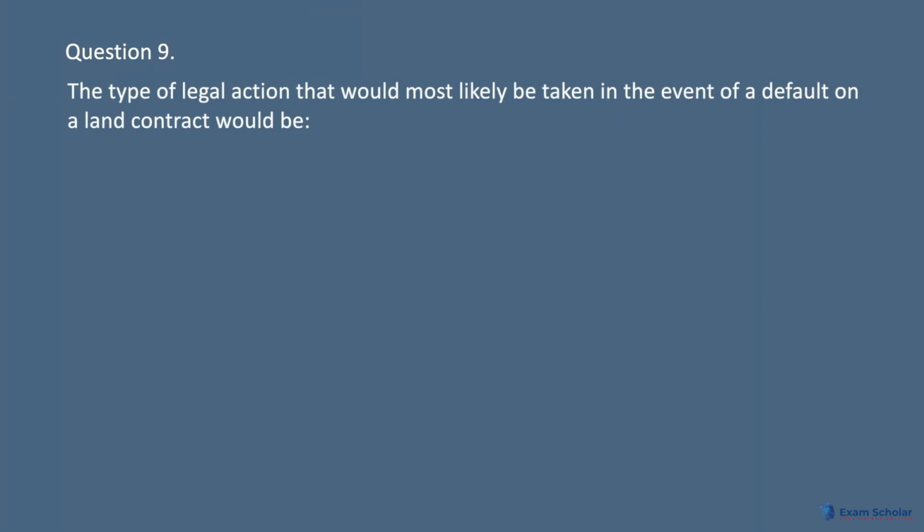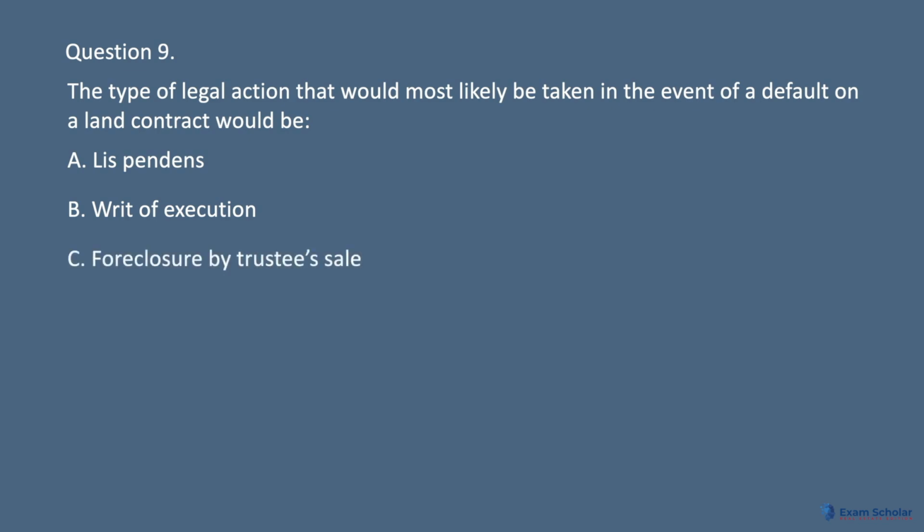Question 9. The type of legal action that would most likely be taken in the event of a default on a land contract would be A. Lis pendens. B. Writ of execution. C. Foreclosure by trustee's sale. D. Quiet title action.